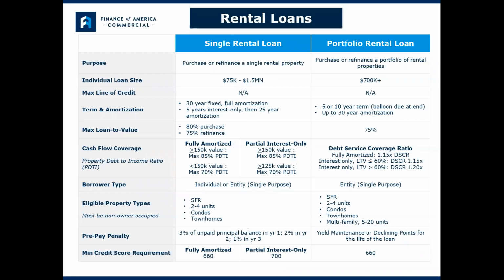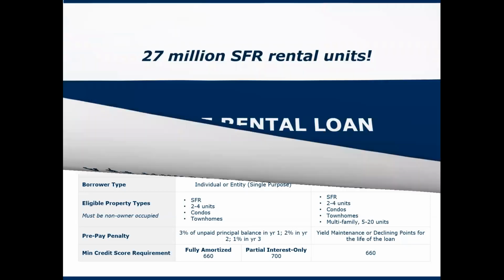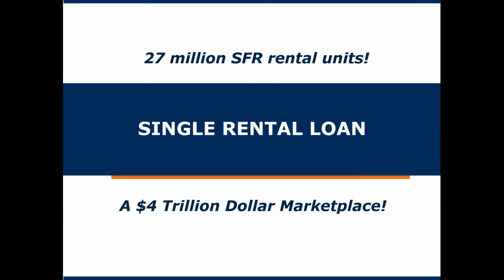Piggybacking that information into the portfolio, where you have a portfolio loan, it's fixed for 5 or 10 years and has a balloon, and the prepayment penalty to get out of that is much steeper. So I like the idea of having that 3-2-1 because it's not a stiff penalty to actually sell a rental property. Absolutely. So let's go into a little bit more detail on that single rental loan.